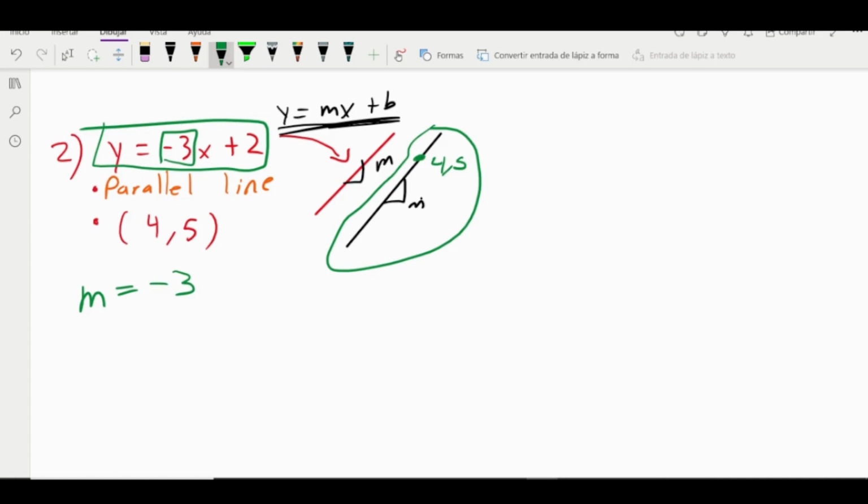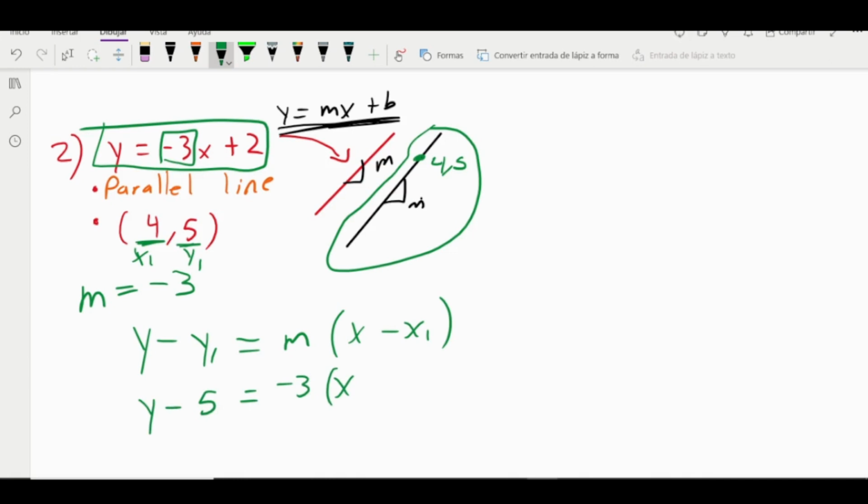Now that we found the slope, the only thing we need to do is apply the point slope formula: y minus y1 equals m times x minus x1. We just need to do the substitution. This is x1 and this is y1. So here we have y minus 5 equal m, which is minus 3, times x minus x1, and here x1 is going to be 4.